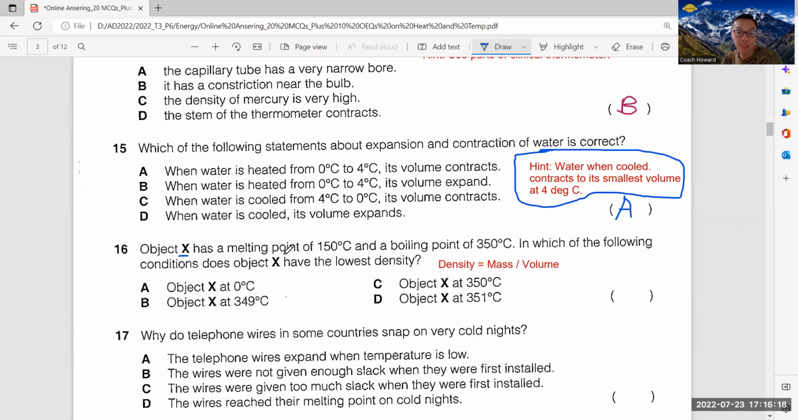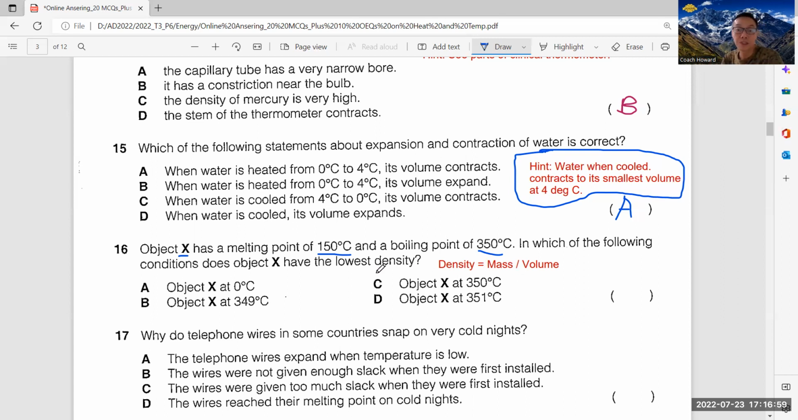Okay, this object X has a melting point of 150. That means if you heat it at 150 degrees Celsius, you start to melt. So if you continue to heat 151, 152 until 350, when you reach 350, it will start to boil, correct? Just like water, when it reaches 100, it starts to boil. So it becomes steam. So you remember when a liquid becomes a gas at its boiling point, the volume increases a lot because a gas doesn't have a definite volume. So it occupies the surrounding space.